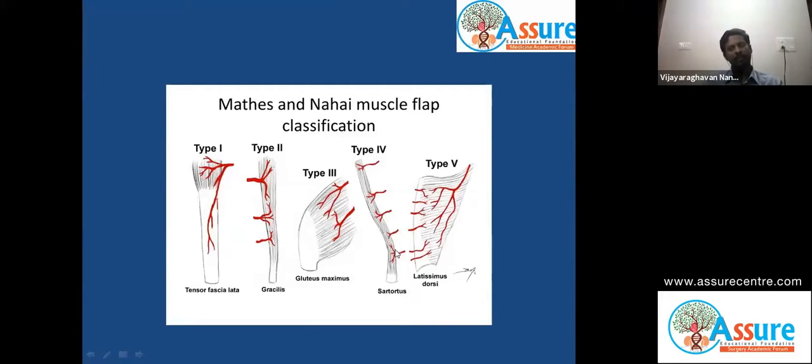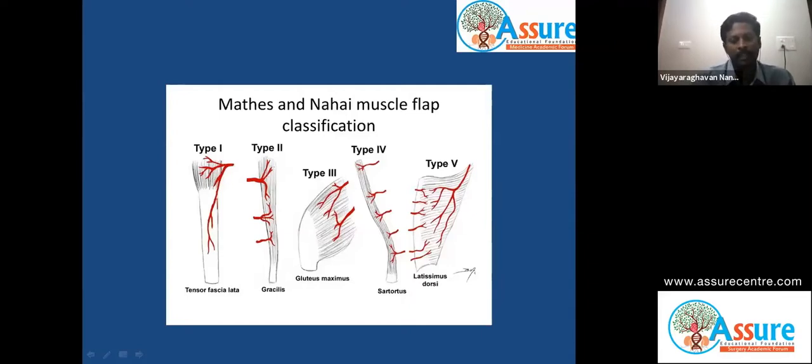For example, where do you use the sartorius flap? Oncosurgeons use it to cover the femoral vessels, only the femoral vessels in the upper part, in the femoral triangle. What they do, they just divide it and put it so that they divide only this one pedicle. Remaining everything will be intact, so only it survives. If they try to remove everything and try to cover the entire femoral vessel from the femoral triangle up to the adductor triangle, it will necrose. So they don't try to do that.